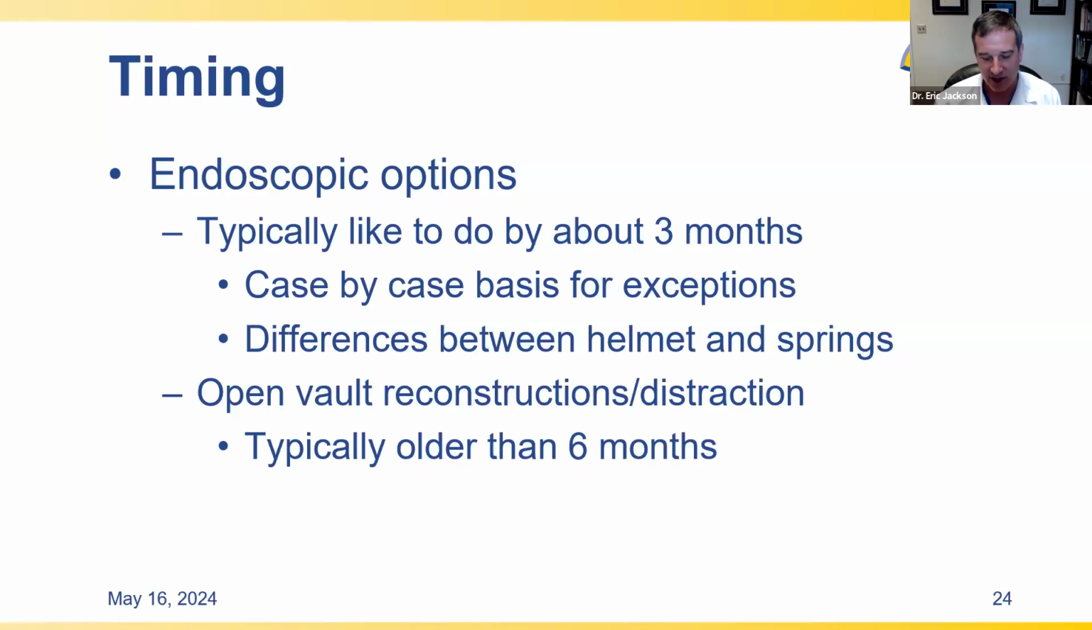We're not definitively creating the head shape with the endoscopic options like we are with the open vault surgeries. And so we typically like to do those by about 3 months so you can get more of that growth curve to correct the head shape. Now, obviously, there are exceptions, and we think about those on a case-by-case basis, as there's literature that patients between 3 to 6 months can get good results as well. But on average, there'll be fewer patients that get a good result at 6 months than at 3 months, and same thing as they get older.